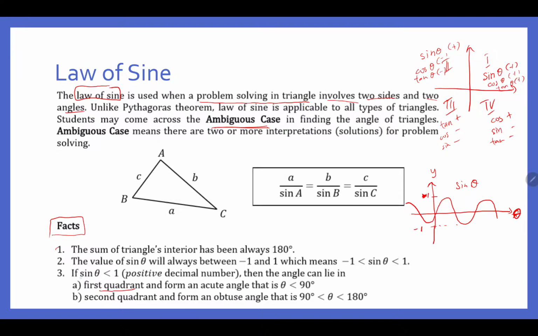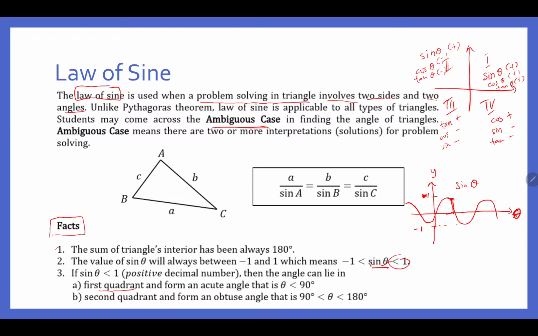So dekat dalam number 3 ni dia kata if sine theta less than 1, maksudnya less than 1 dia positive number, antara 0 until 1. So it lies in the first quadrant, which is sine is positive, and the second quadrant. Third and fourth quadrant tak ada sebab in the third and fourth quadrant the value of sine is negative. So for any positive value of sine theta, it lies in the first quadrant or second quadrant.